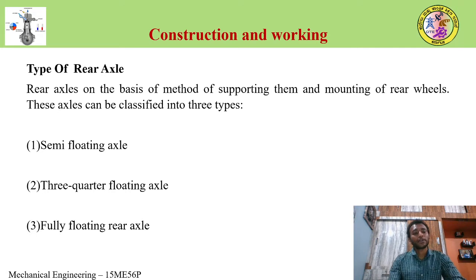Types of a rear axle. On the basis of the method of supporting them and mounting of the rear wheels, the axles can be classified into three types. Rear axle basically has three types: semi floating axle, 3/4 floating axle, and fully floating rear axle. So we are going to discuss in detail about these three types.